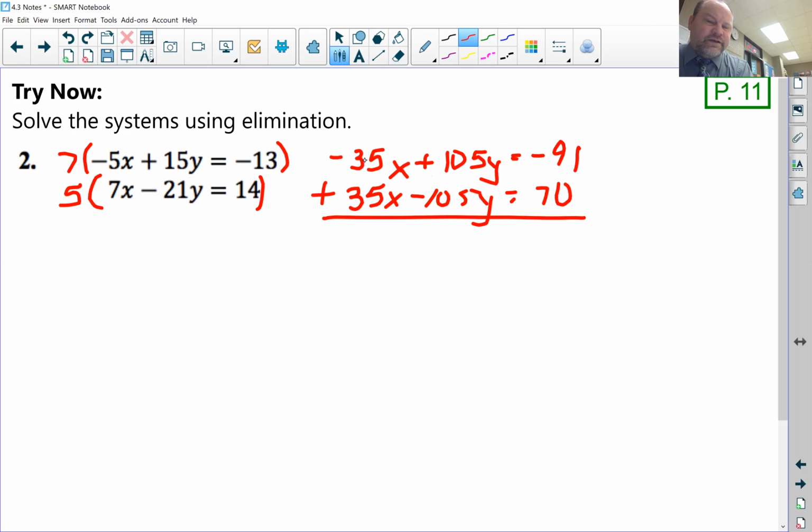Add. -35x plus 35x, that's 0. 105y plus -105y, that's 0. So I ended up with 0 on the left-hand side. So now I know I'm either going to get no solution or infinitely many solutions. And when I add -91 and 70, I get -21. 0 is not equal to -21. So I get no solution.